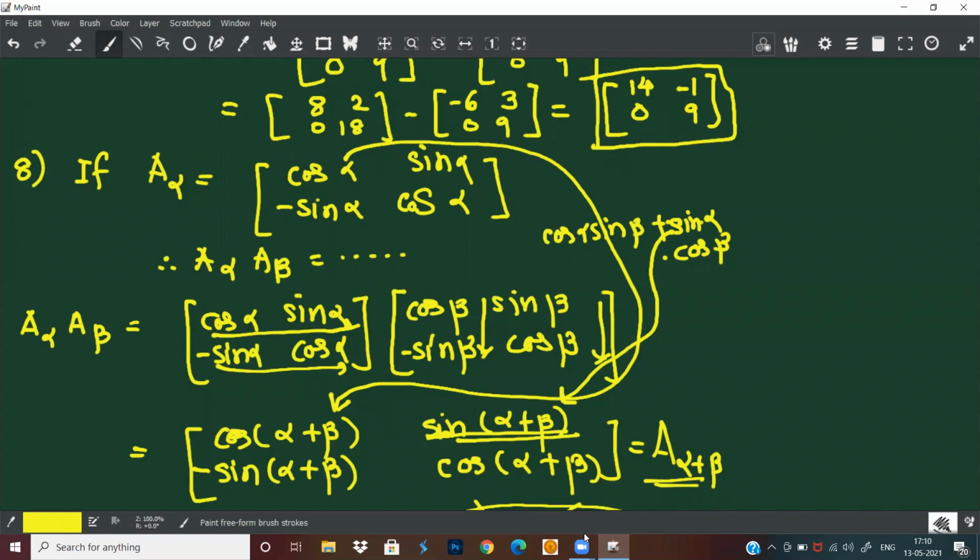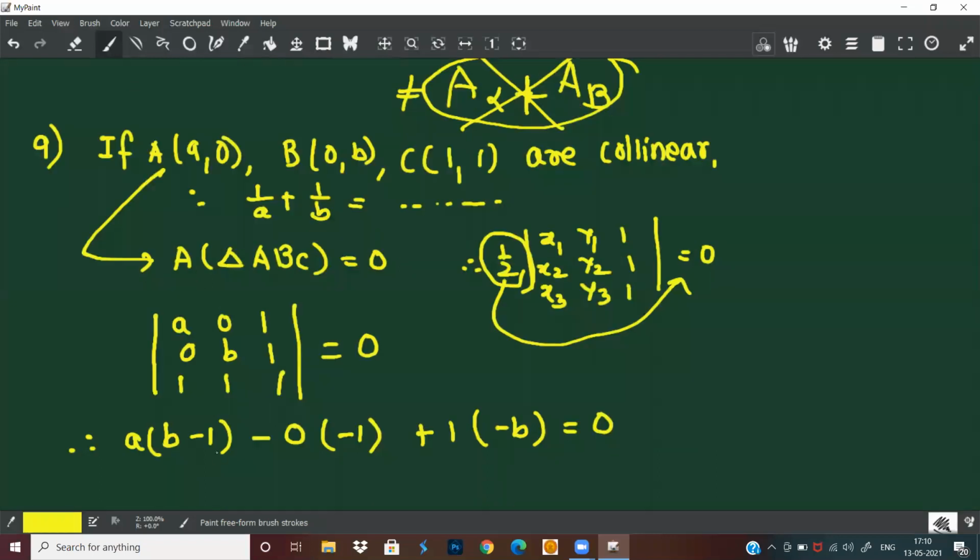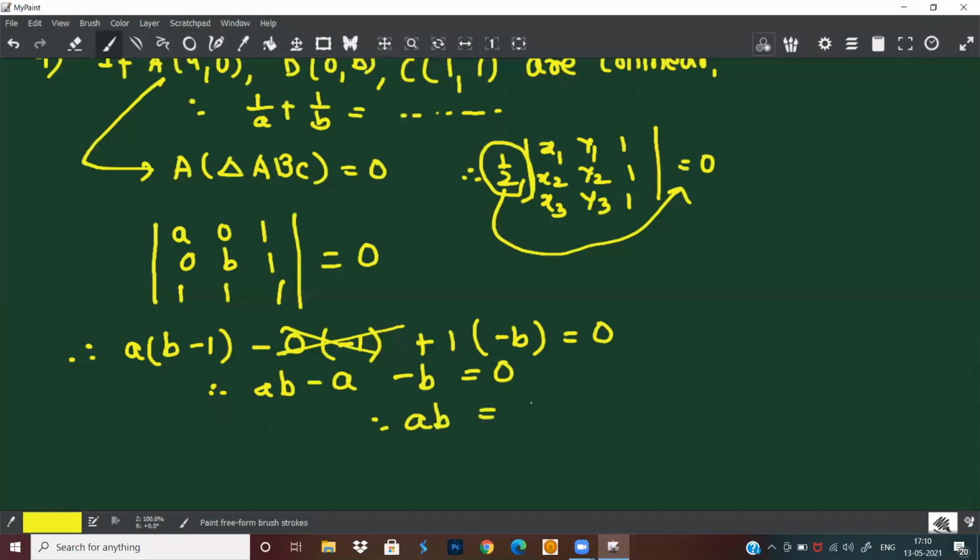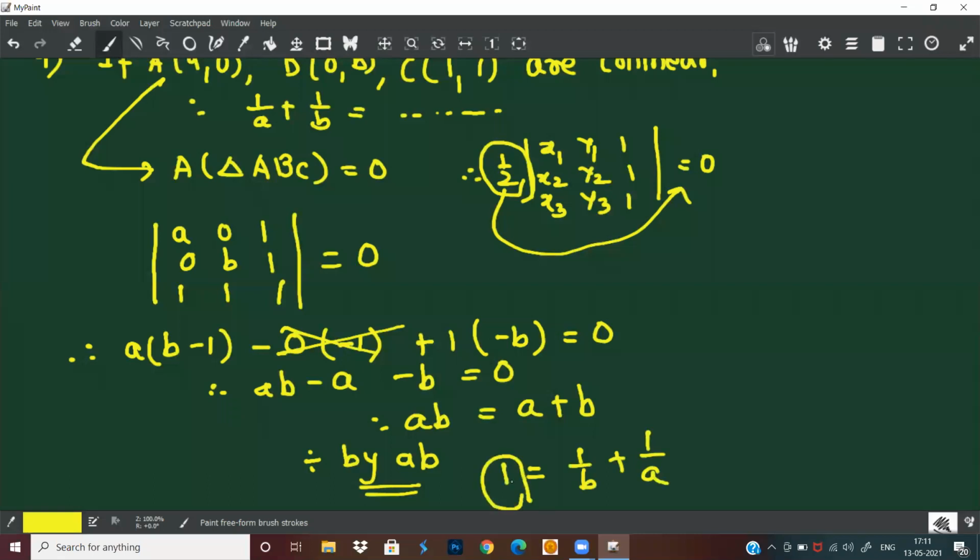Okay. Yes. So here, divide by AB. So I got AB minus A, this is zero, this is gone, minus B is equal to zero. So I got AB is equal to A plus B. So dividing throughout by AB: A by AB is 1 by B, B by AB is 1 by A. They have asked you 1 upon A plus 1 upon B. So your answer will be 1.